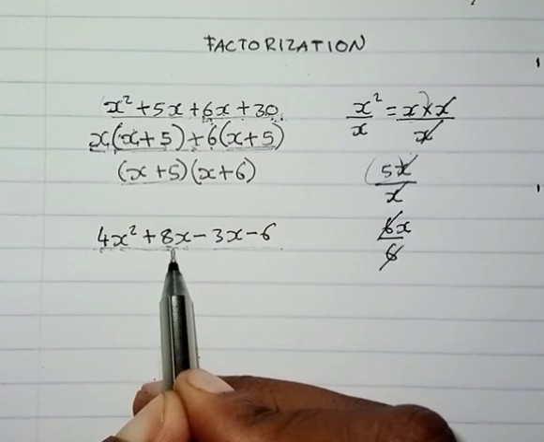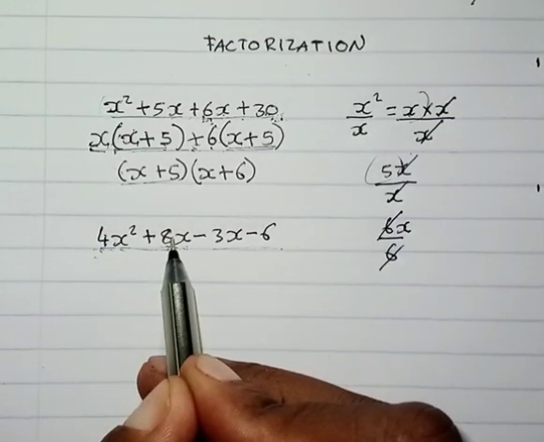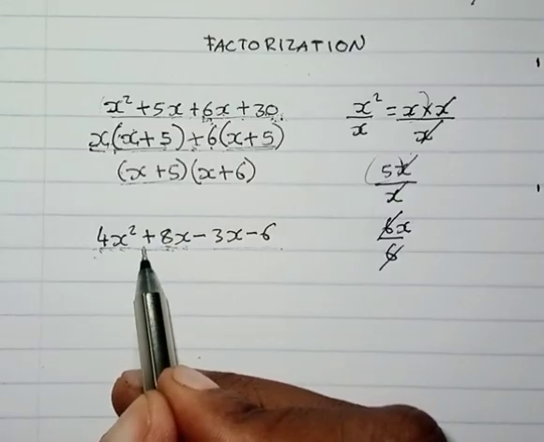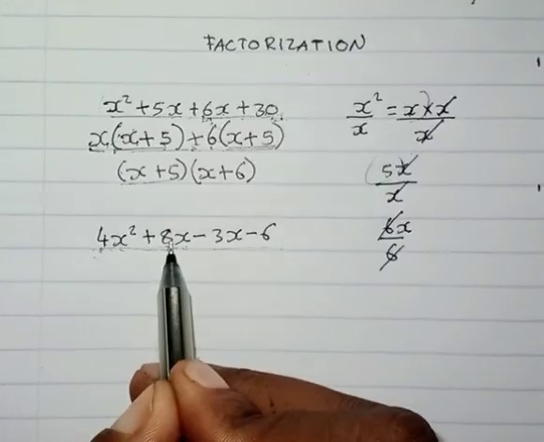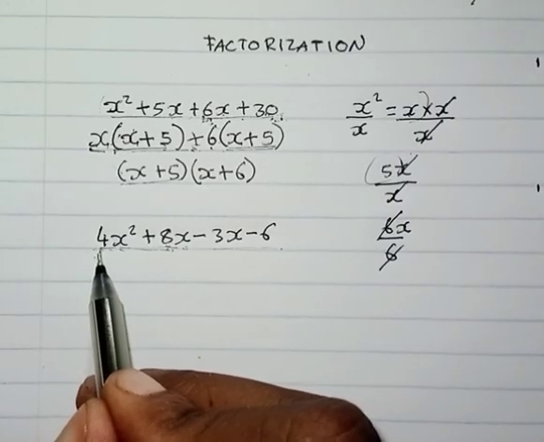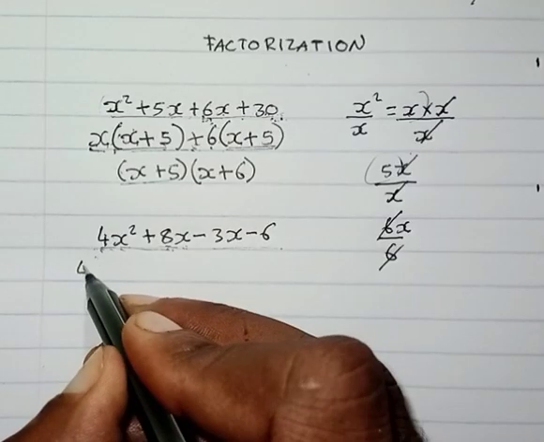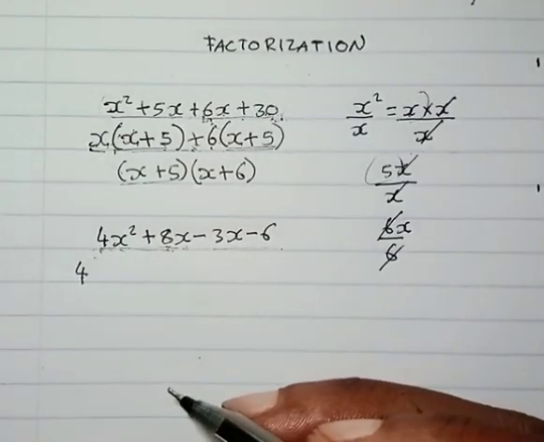What else is common? 2 is common. 2 can go into 4, 2 can also go into 8. But 2 is very small, so we cannot use 2. There is another number which can go into 4 and 8 without leaving a remainder. That number is 4. 4 is common. It can go into 4, it can also go into 8 without leaving a remainder.